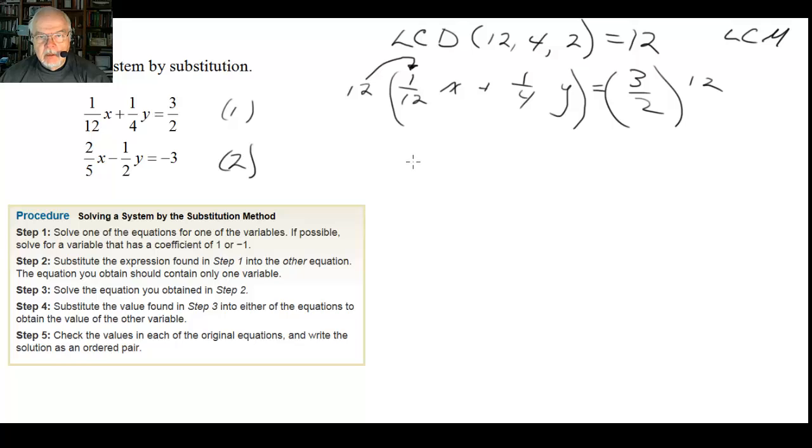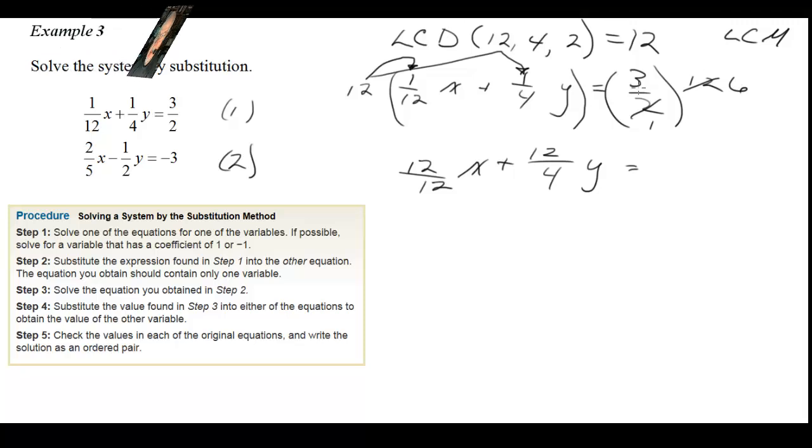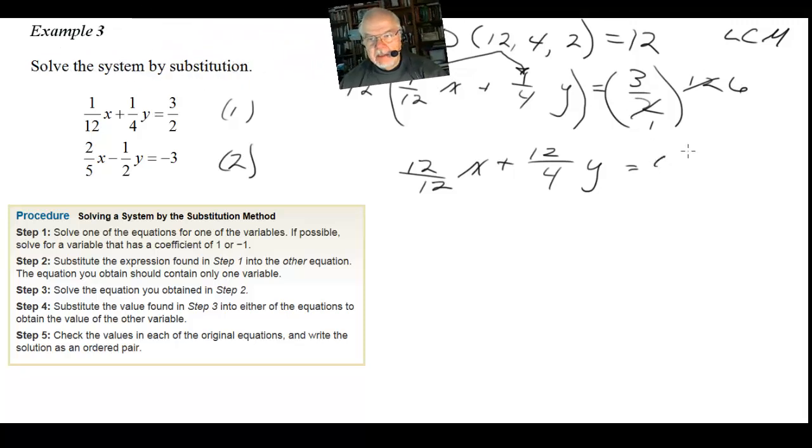12 times 1 is 12, so I have 12 over 12x plus 12 times 1 is 1, so that's going to be 12 over 4y equals, 2 goes into 2 once, 2 goes into 12 6 times. Of course, that's the way we planned it. 6 times 3 is 18.